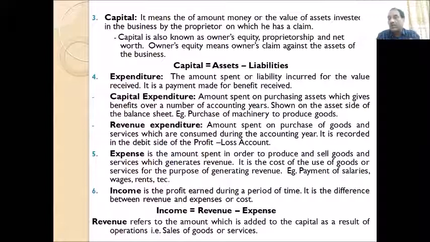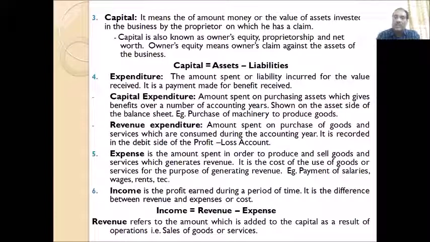It gives benefits over a longer period, and thus it is a capital expenditure. And second is revenue expenditure. It is an amount spent on purchase of goods and services which are consumed during the accounting year itself. So it is consumed in the same year when it is made. It is recorded in the debit side of the profit and loss account. So capital expenditure is recorded on the credit side and this is on the debit side.